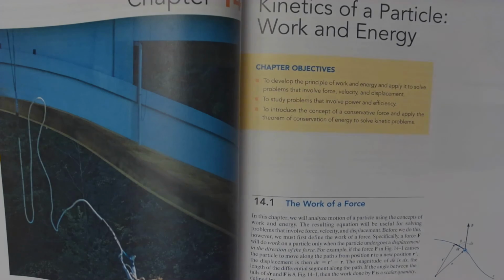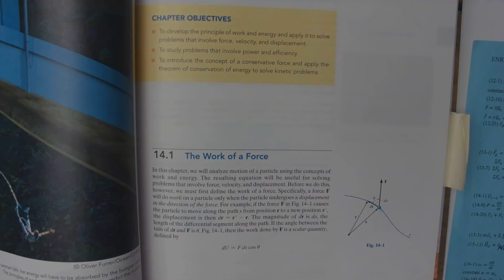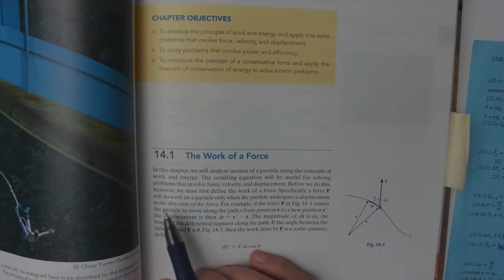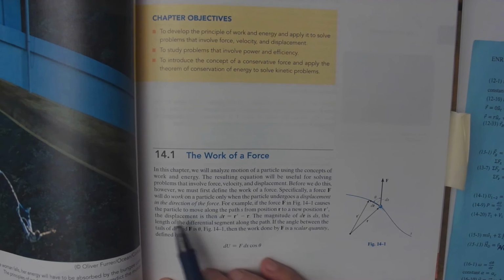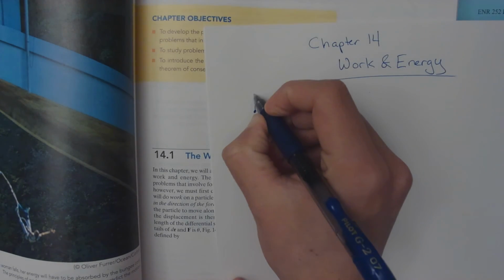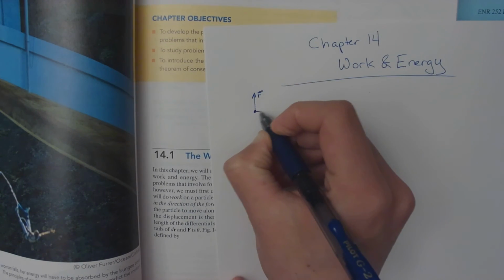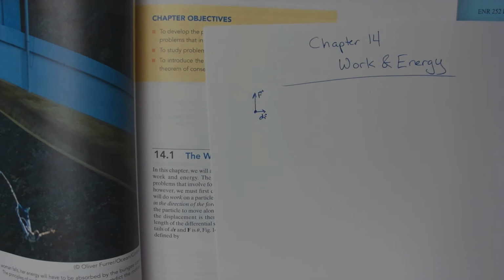Okay, so we will start off looking at the definition of work. So they say here that a force F will do work on a particle only when the particle undergoes a displacement in the direction of the force. So if you have a force pointing this way, but the displacement vector is this way, then there is no work done.